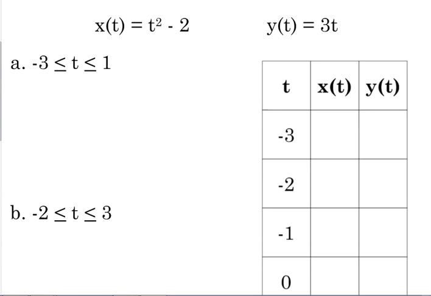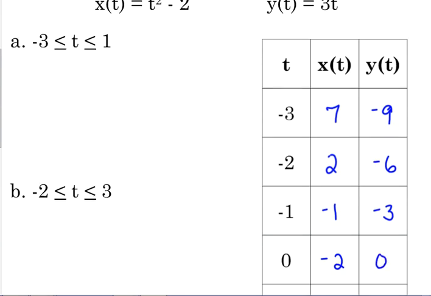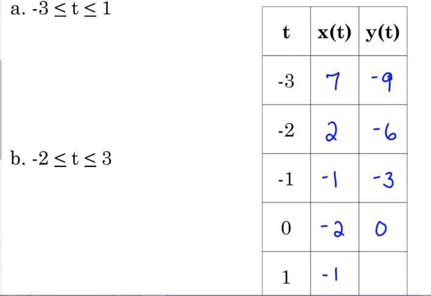-3 squared is 9, 9 minus 2 is 7, 3 times -3 is -9. -2 squared is 4, 4 minus 2 is 2, 3 times -2 is -6. -1 would be 1 minus 2, that would be -1. 3 times -1 is -3. We plug in 0, we get -2 and 0. And when we plug in +1, we're going to get -1 again and +3.